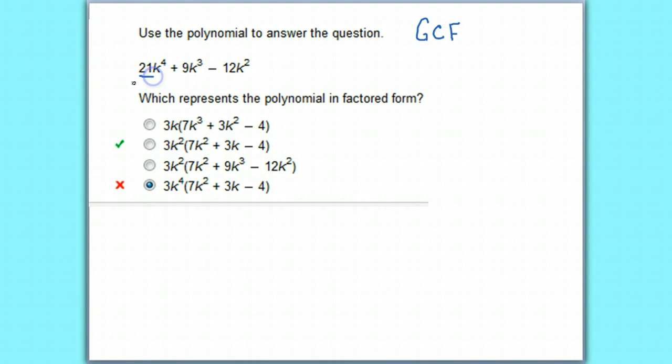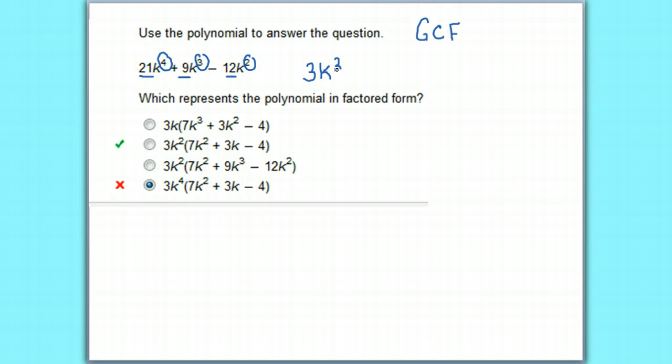So just think of a number that would go into 21, 9, and 12. The highest number. Greatest means highest. So the biggest number that would go into all of those is 3. So that tells me that I can pull a 3 out or factor a 3 out. You also look at your variables. Here we have 4 k's, here we have 3 k's, and here we have 2 k's. So they all have at least 2. So that means that we can factor out a k squared.